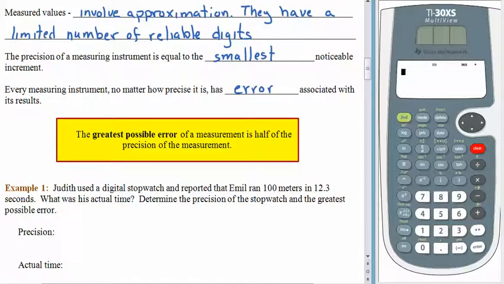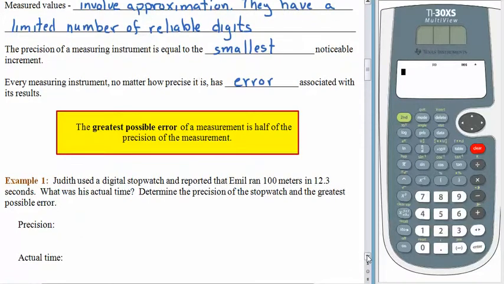We define this as the greatest possible error of a measurement, and it's pretty easy to calculate. It's just half the precision of the measurement. So let's see what we mean here. Let's go to the track.